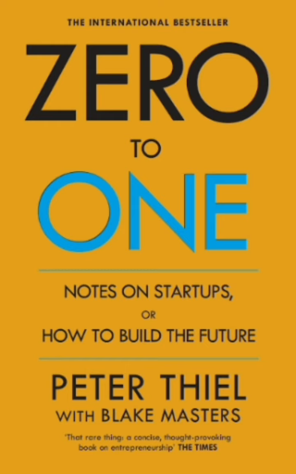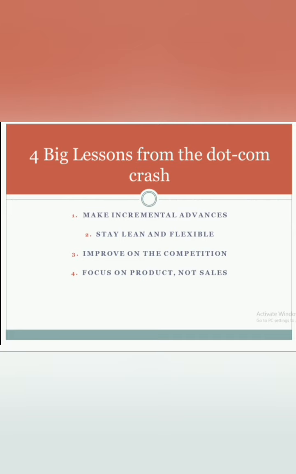Then the dot-com stock market crash happened in 2000. It popped when a majority of the technology startups that raised money and went public folded when capital went dry. The entrepreneurs learned four big lessons from the dot-com crash that still guide business thinking today. First one, make incremental advances. Small incremental steps are the only safe path forward.